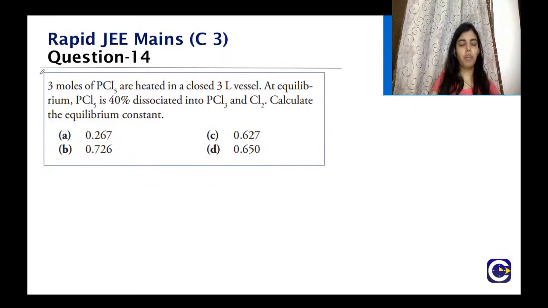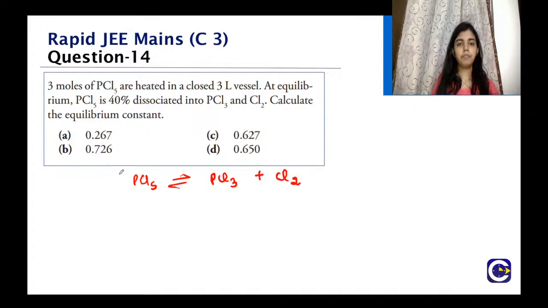Question number 14 is from the equilibrium chapter. 3 moles of PCl5 are heated in a closed 3 liter vessel. At equilibrium, PCl5 is 40% dissociated into PCl3 and chlorine. Calculate the equilibrium constant. Now write down the equation first. PCl5 will give you what? PCl3 plus chlorine basically.